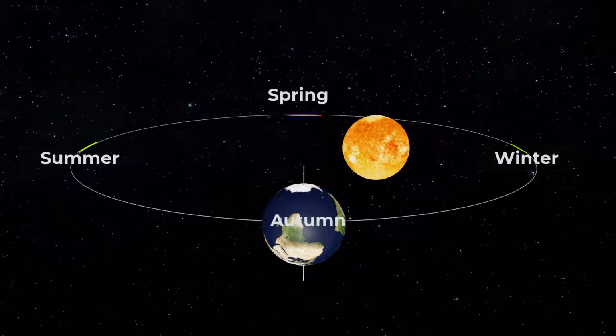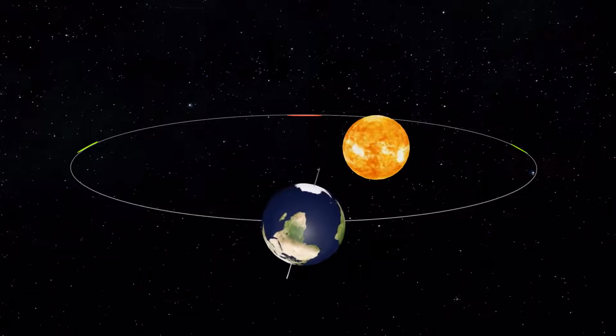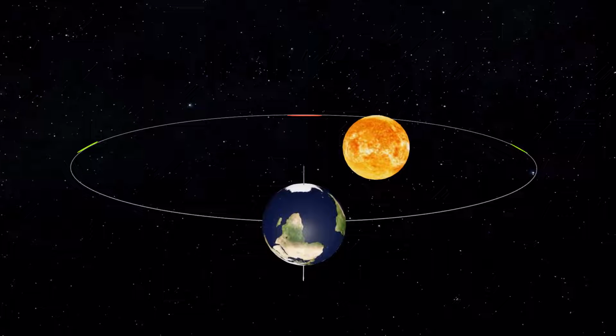Have you ever wondered why we experience different seasons throughout the year, such as spring, summer, autumn, and winter? Well, the answer lies in the Earth's motion around the sun and its tilt on its axis.